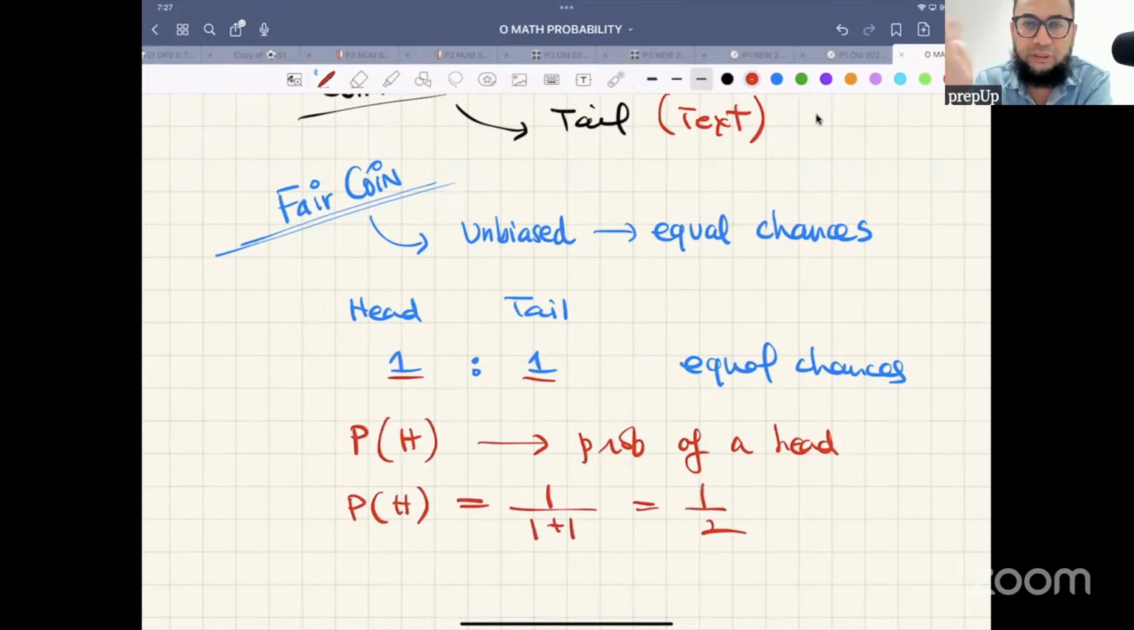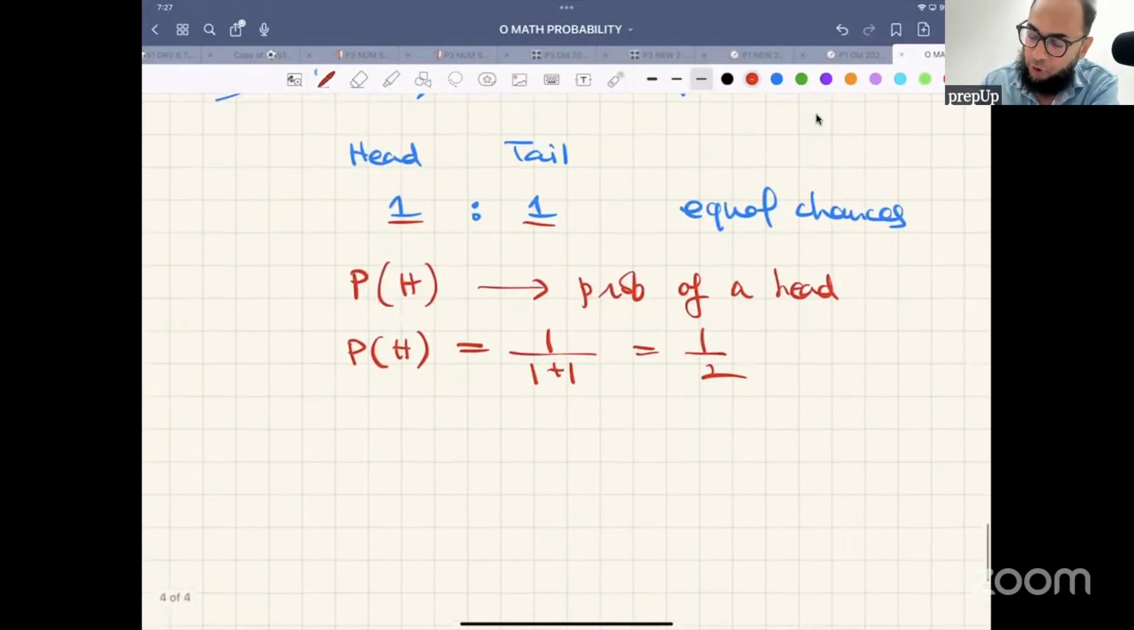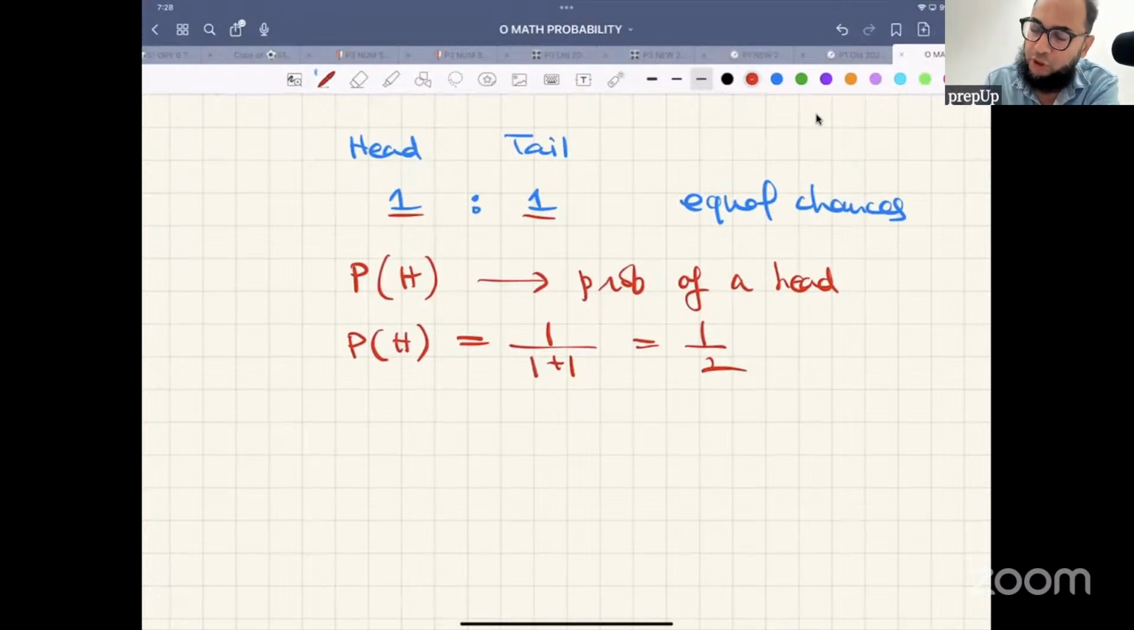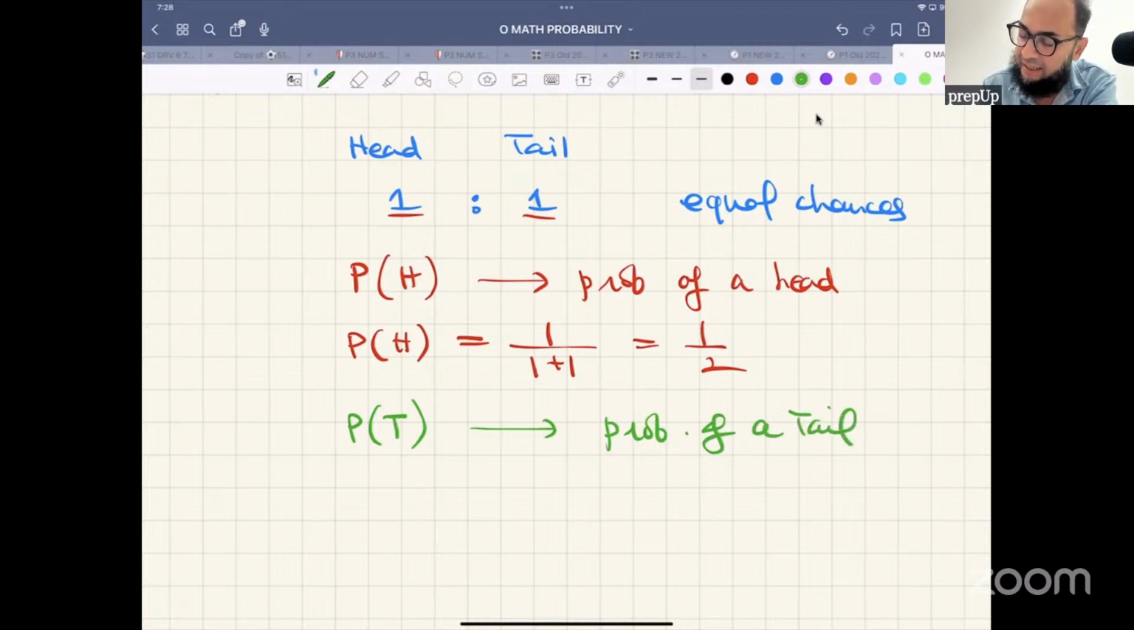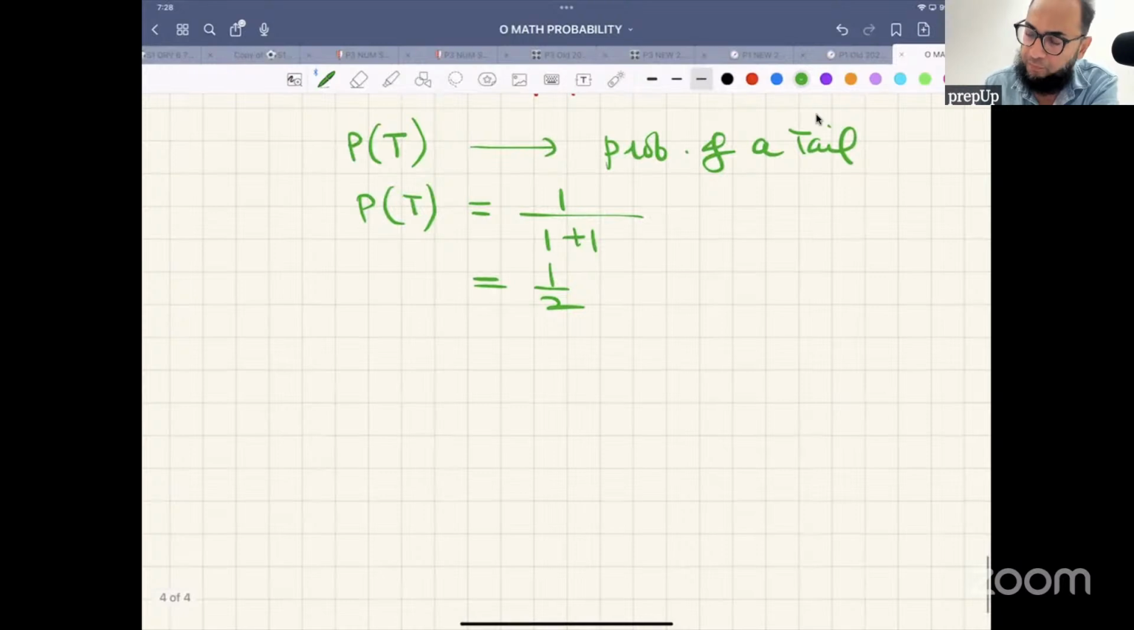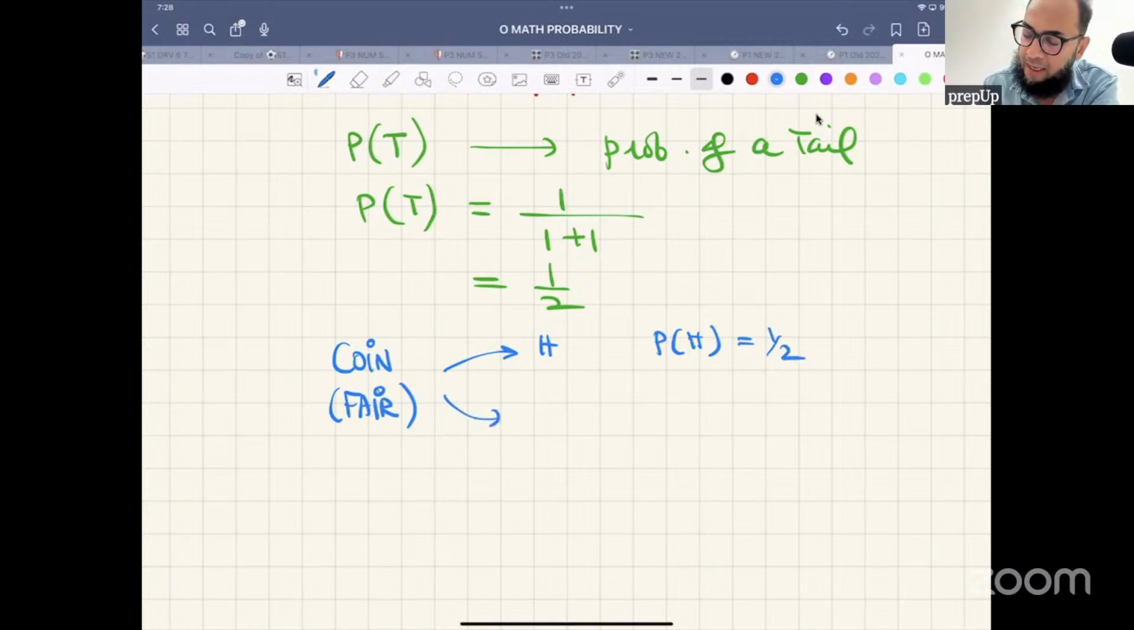There are two sides to a coin. One of them is head, the other one is tail. So probability of head is 1 over 2. Similarly, if I write P(T), which means probability of getting a tail, the probability of tail is also 1 over 1 plus 1, which is 1 over 2. In other words, when we are talking about a fair coin, probability of head is 1 out of 2, and probability of tail is also 1 out of 2.